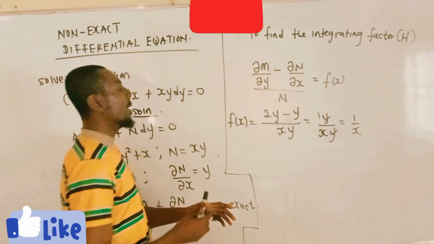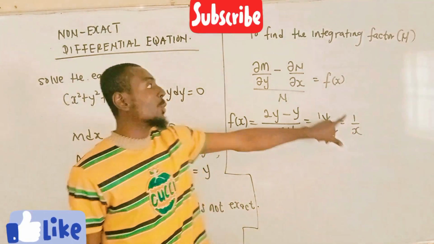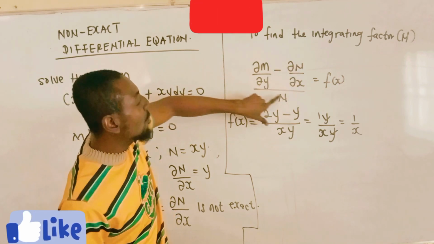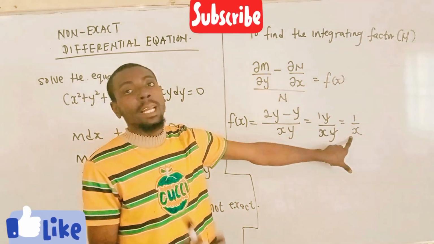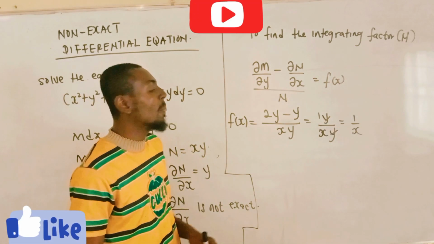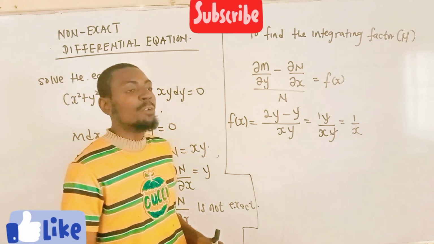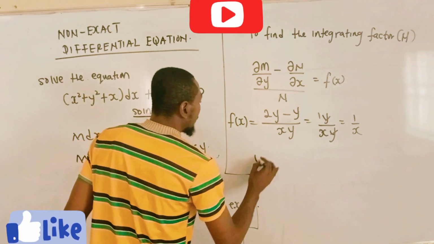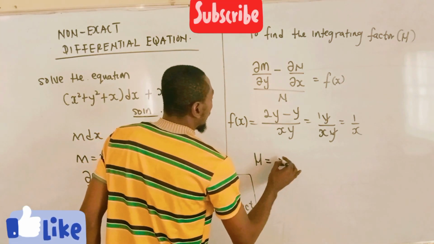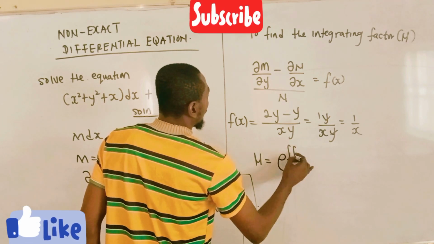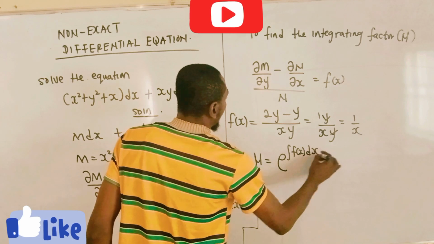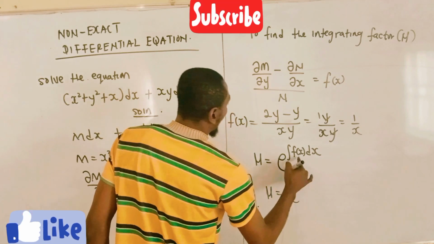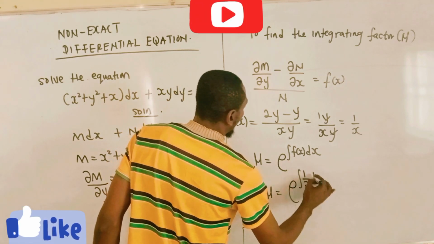As you can see, it is a function of x. So actually, the partial differentiation of M with respect to y minus that of N with respect to x, all over N, when evaluated, is a function of x alone. Therefore, we can use this to find our integrating factor. If not, we can take the alternative. So now, our integrating factor mu is exponential of the integral of f of x dx. In this case, f of x is 1 over x, so mu is equal to exponential of the integral of 1 over x dx.